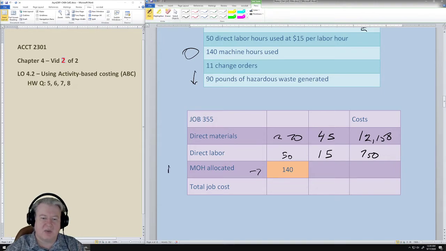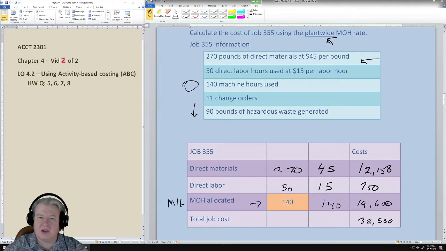So this is based upon machine hours. And so our machine hours is 140 machine hours used. And that comes out to 19,600. And so when we total it up, it comes to 32,500. So in other words, when we look at this particular job 355, using just one rate, we come up with 32,500.